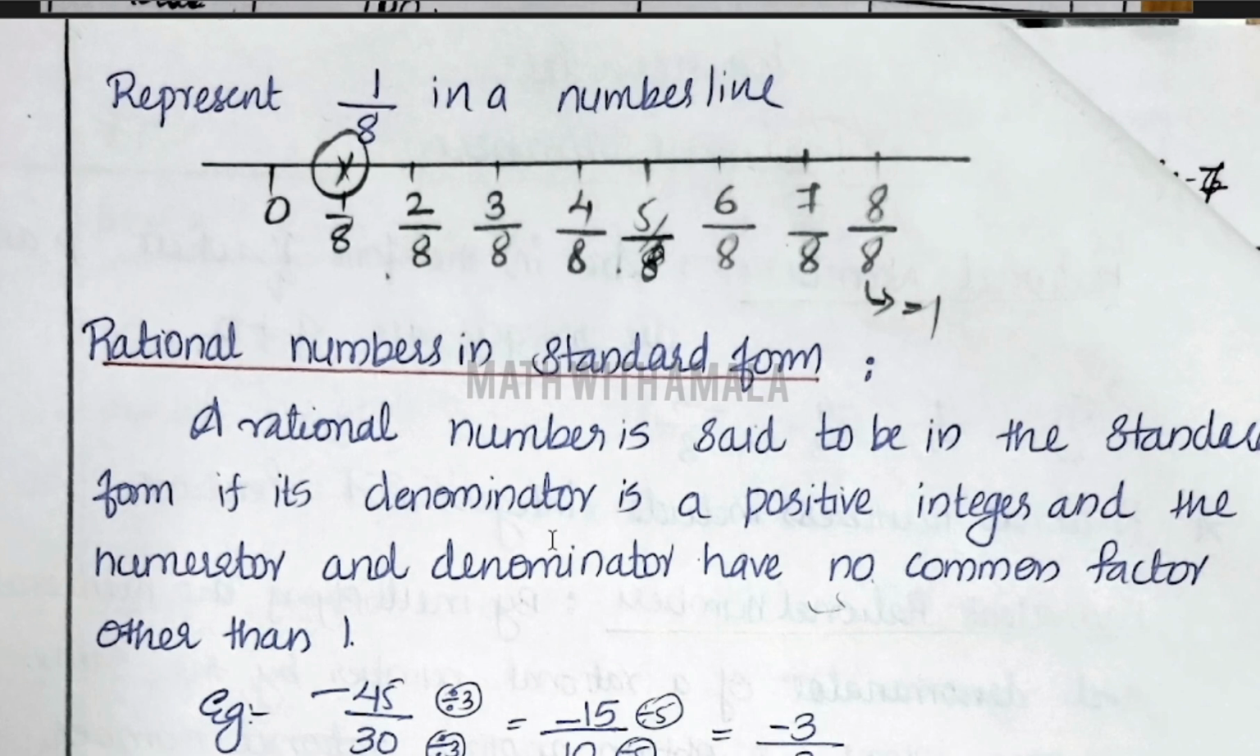Now the rational numbers in standard form. A rational number is said to be in the standard form if its denominator is a positive integer and the numerator and denominator have no common factor other than 1. Which means that the denominator has to be always positive, but the numerator can be negative or positive. And the numerator and denominator should not have any common factor other than 1.